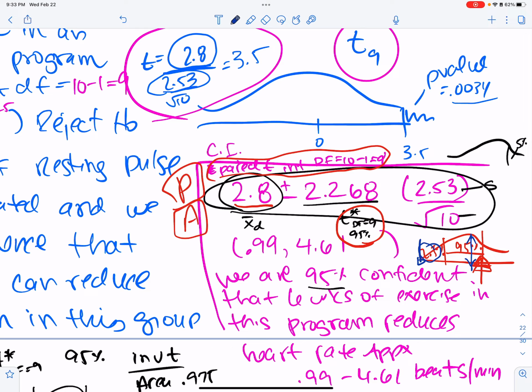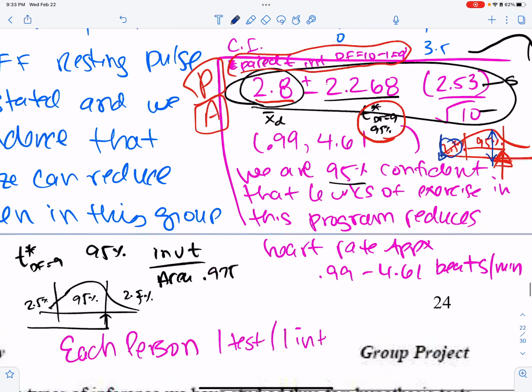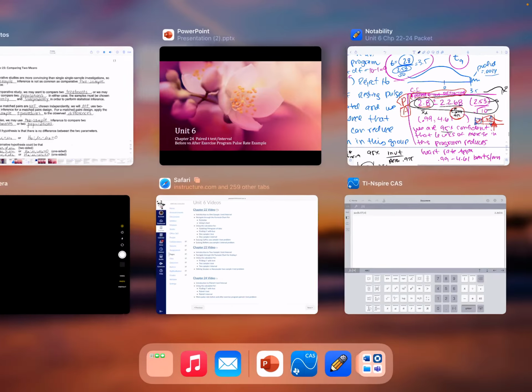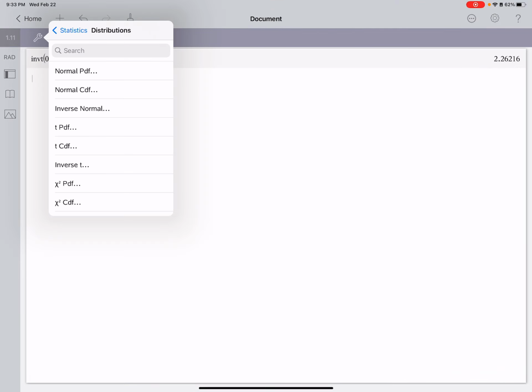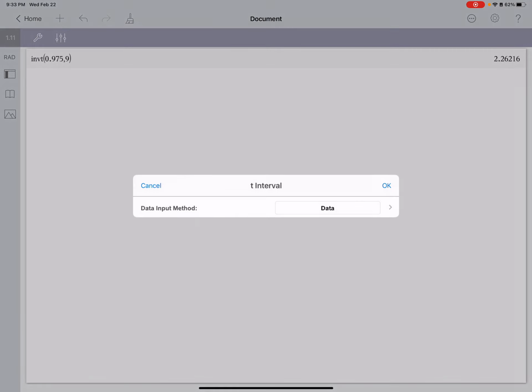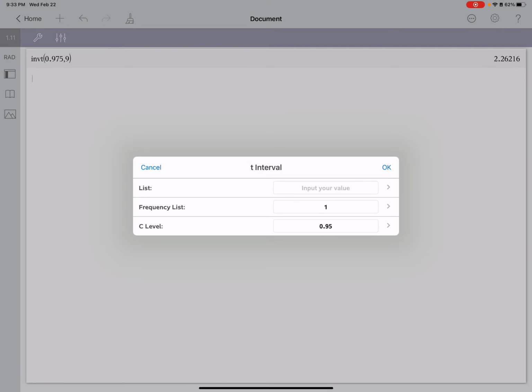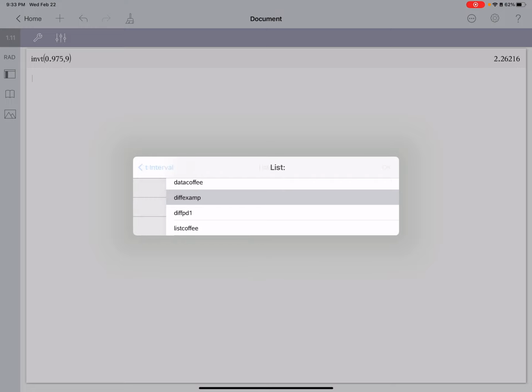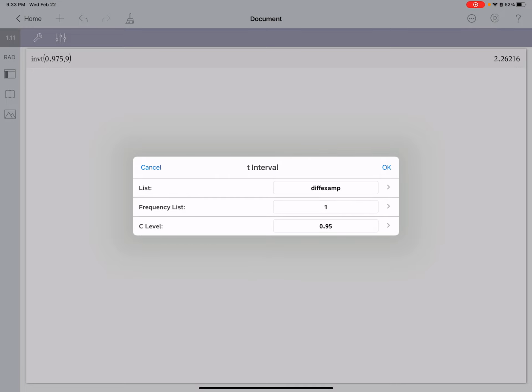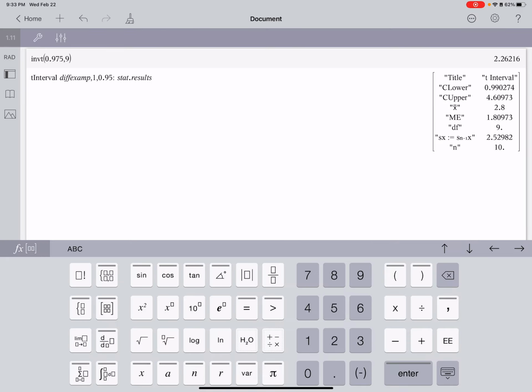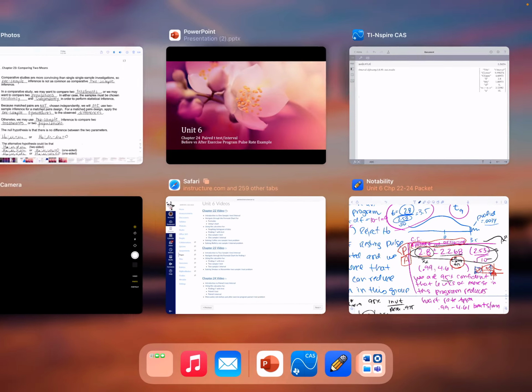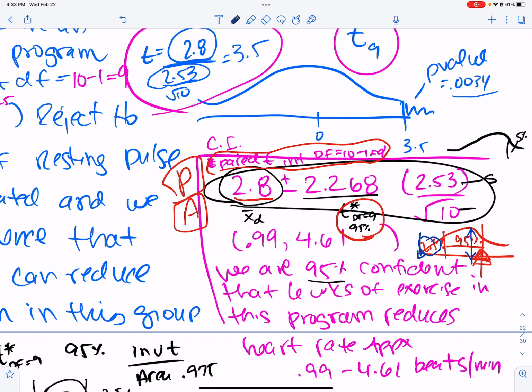In doing the paired t interval, I would do the paired t interval. Let's go ahead and do that here. Menu, stat, confidence intervals, and I'm going to do the paired t interval, which means that's just a t interval. And I have data still because I still have my data that I called diff example. And I'm trying to find a 95% confidence interval, so I just do that. And there we go. There's all the information I need. Okay, and all the information is there, and it gives me my lower bound and upper bound.